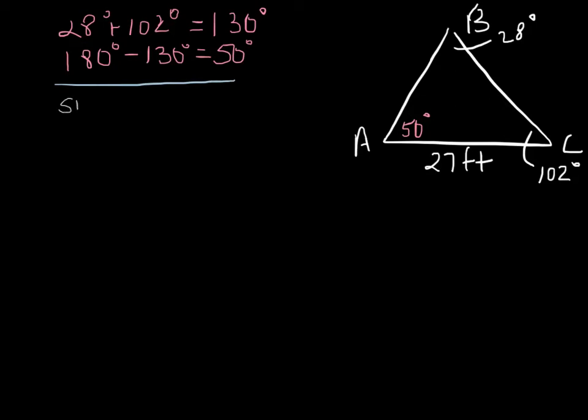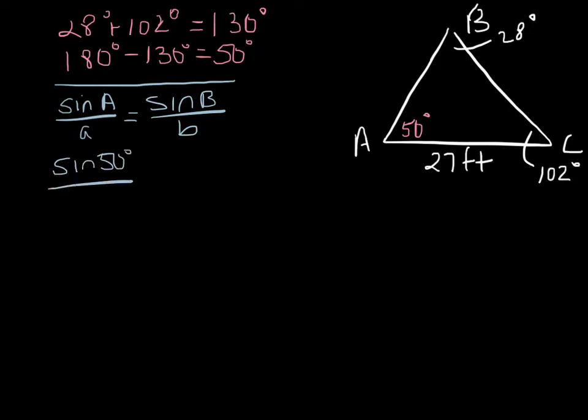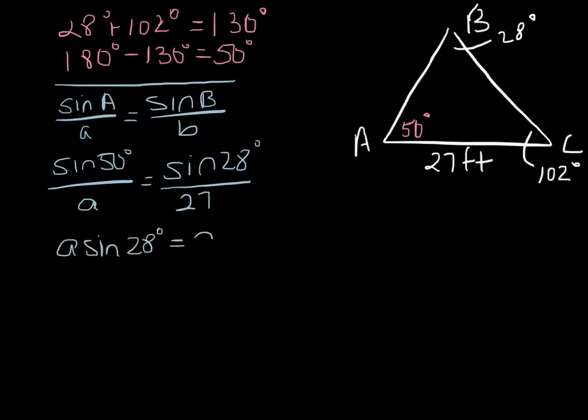Now let's work on finding side a. Well, we know that sine of A over a equals either sine B over b or sine C over c. It would make sense to use B because we're given the angle B and the side b. So sine b over b. So if we substitute, we've got sine of 50 over a equals sine of 28 over 27. Now we're just going to solve. We'll cross multiply. We've got a sine 28 equals 27 sine of 50.